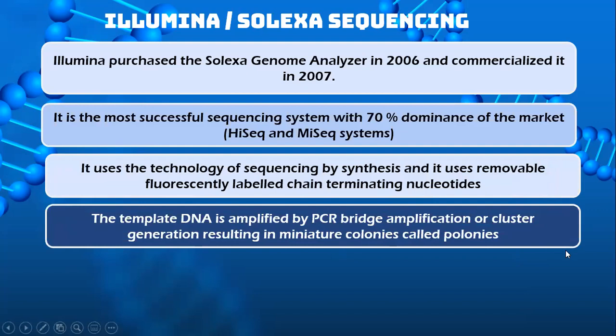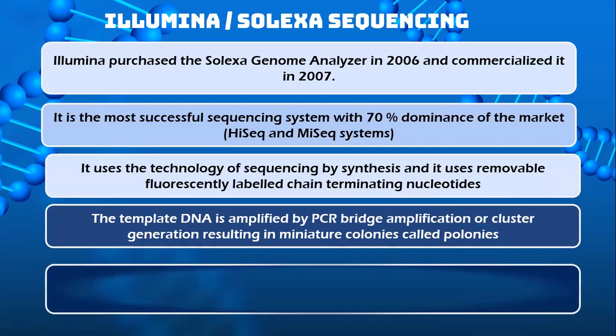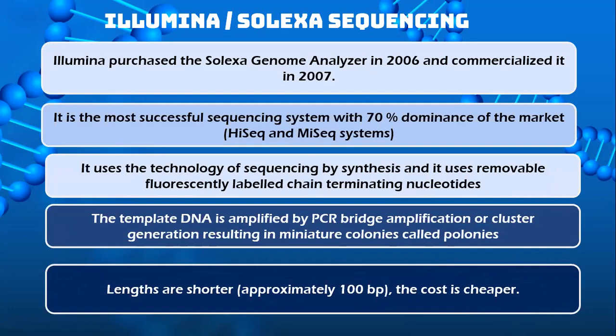And this template DNA is amplified by the process of bridge amplification or cluster generation, and this results in miniature colonies, which are called polonies. Also, the read lengths are much shorter, approximately 100 base pairs, and it is much cheaper than the other sequencing systems.